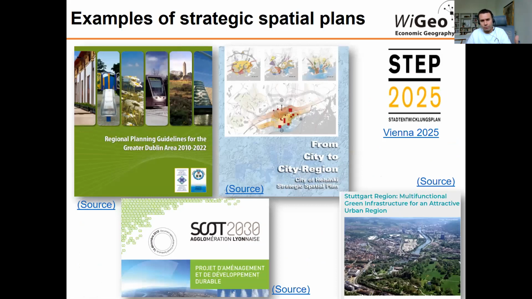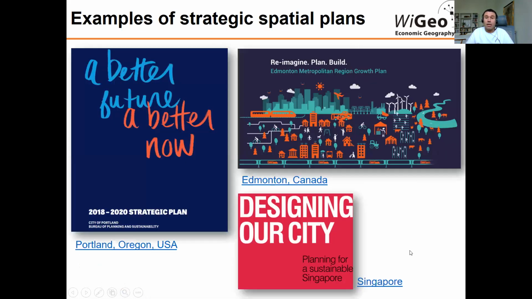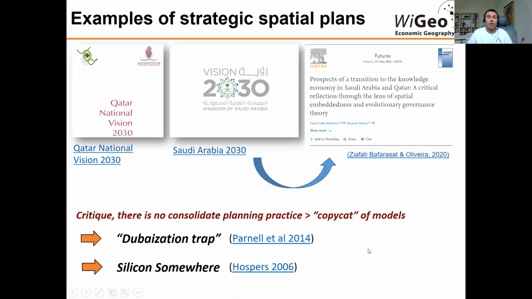A number of examples, some of them again as a guideline, such as the one in Dublin, and the one in Lyon, legally binding, so local municipalities have to comply, and there are different approaches again within these strategic plans. We also have strategic plans elsewhere in the world, a well-known one, the Portland one in Canada, and also in Singapore. And we also have countries with a less consolidated planning practice trying to engage with strategic plans. In the specific context of Qatar and Saudi Arabia, they are focused on improving the knowledge economy in the countries.